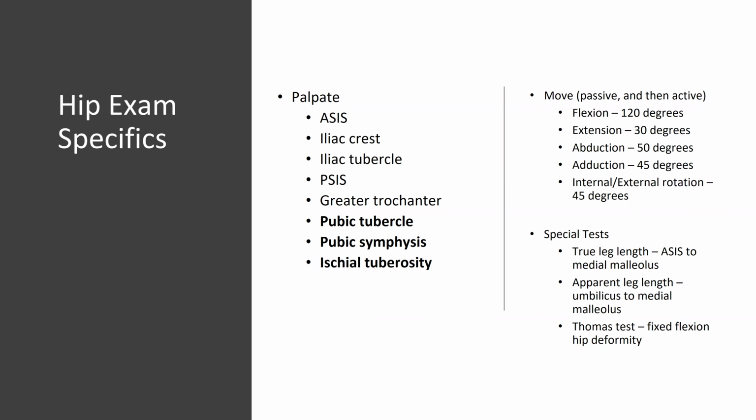So you want to be feeling for the ASIS, iliac crest, iliac tubercle, piscis, greater trochanter, your pubic tubercle, your pubic symphysis, and your ischial tuberosity. Those are the really important ones.